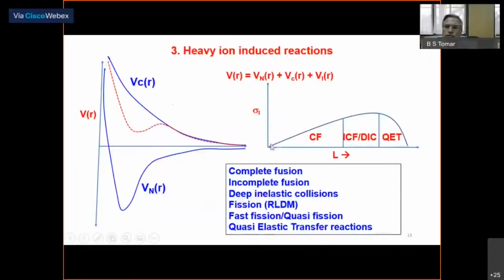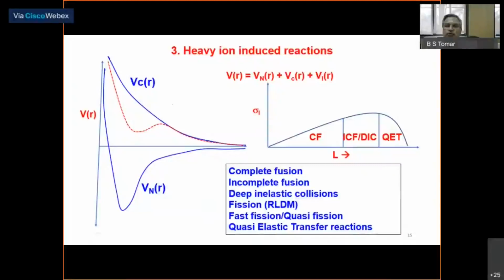So for the lower angular momentum, as long as this pocket remains, you have complete fusion. The projectile and target nuclei fuse together completely. So you will find that the compound nucleus is formed, and the de-excitation of the compound nucleus depends upon whatever channels are available for it to decay.